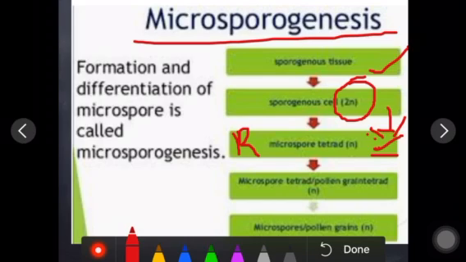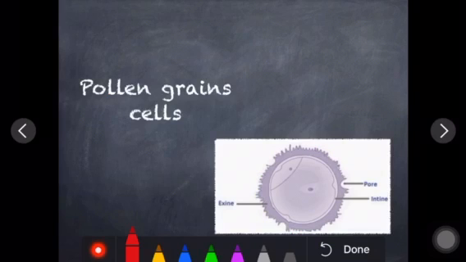Now children, the microspore tetrad will further develop into pollen grain. It means the story starts from the anther, then we have done with the microspore, and now the microspore is developing into pollen grain. So next we'll see how microspores make pollen grains, right? And what the characteristics and functions of the pollen grains are. So let's see. In the next slide, here you can see the pollen grain cell.